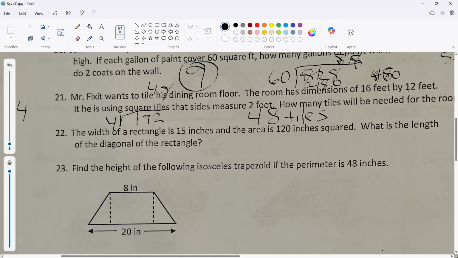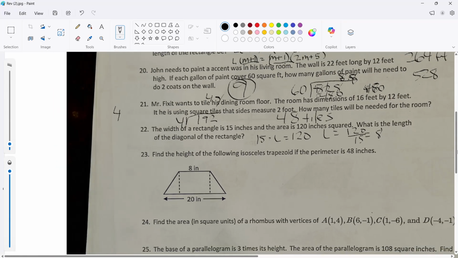The width of a rectangle is 15 inches and the area is 120 inches squared. What is the length of the diagonal? Well, I'm going to have to find the length and then I can find the diagonal. So let's see. 15 times length equals 120. So length equals 120 divided by 15. 6, 7, 8. It's 8. The length is 8.